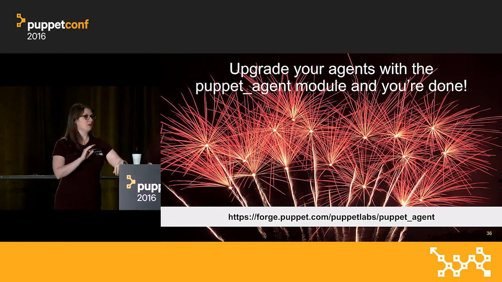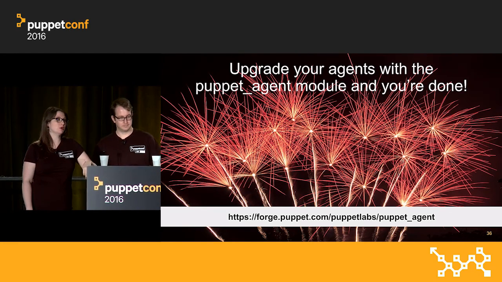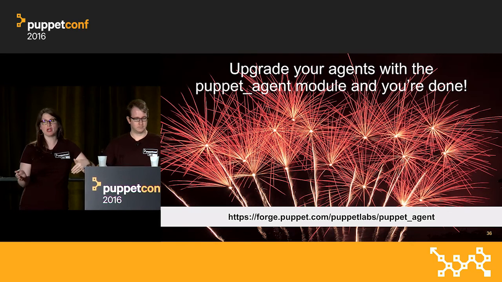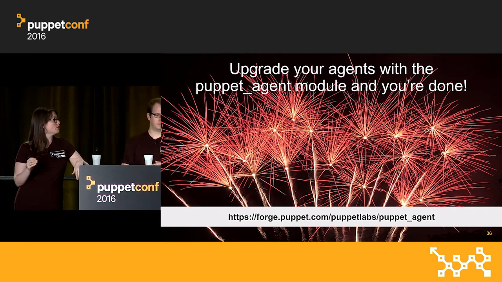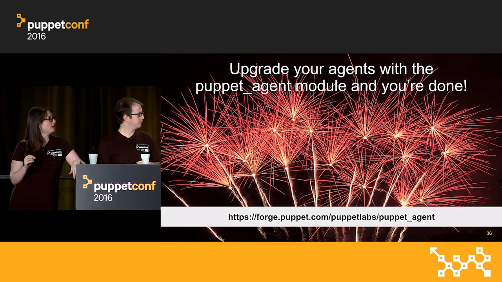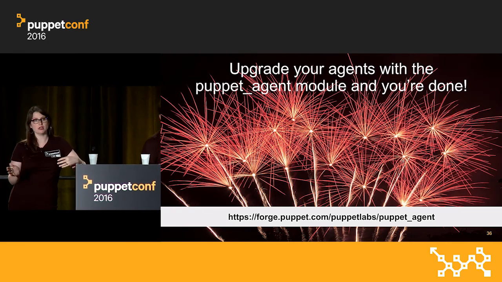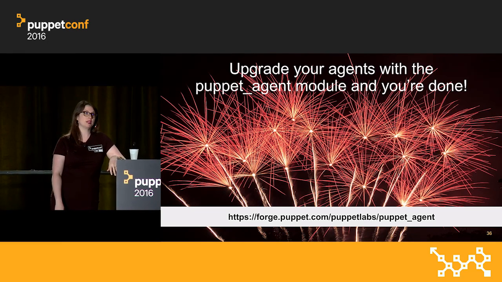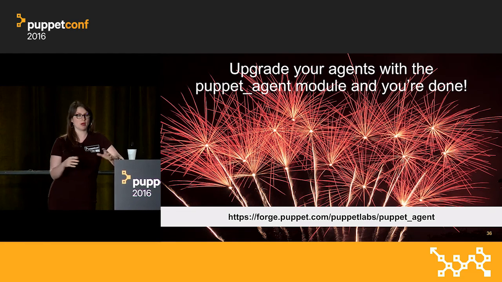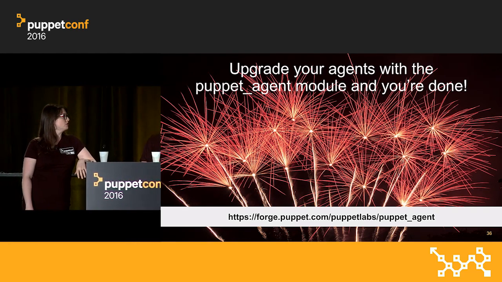So now that you've got your code ready, you've got your agents pointing to the new infrastructure, the last step is upgrading your agents. We have a module to help you do that, the Puppet Agent module on the Forge. We recommend running it for the first time once you upgrade the agent in no-op mode, just to make sure everything looks okay. But that's the last step in your upgrade process to make you 100% up to date. It shouldn't take you too long.